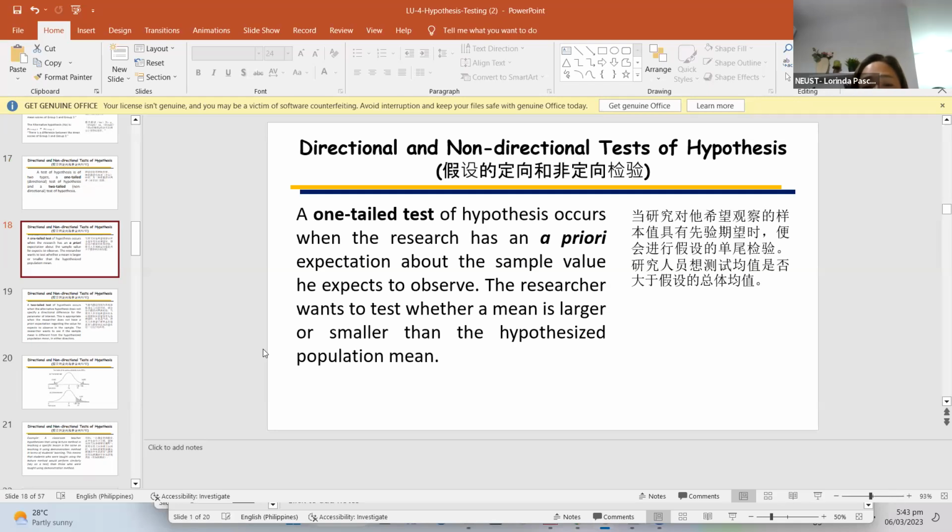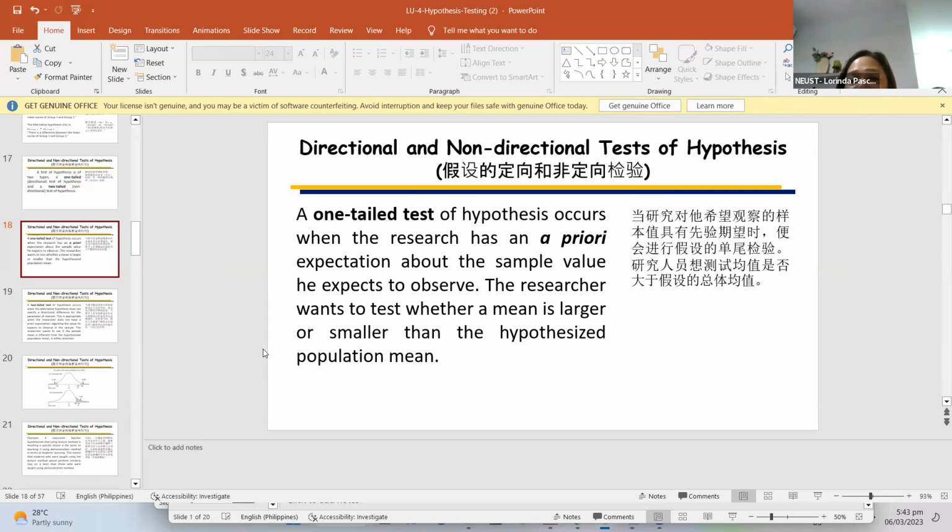So, the researcher wants to test whether a mean is larger or smaller than the hypothesized population mean. So, kung meron ka na agad assumption dun sa magiging result, halimbawa, balikan natin yung test sa math. So, nagbigay ka ng math test, nakita mo yung score nila na dismaya ka kasi mababa sila lahat. So magbibigay ka ngayon ng remedial.